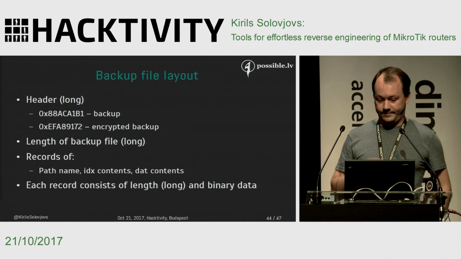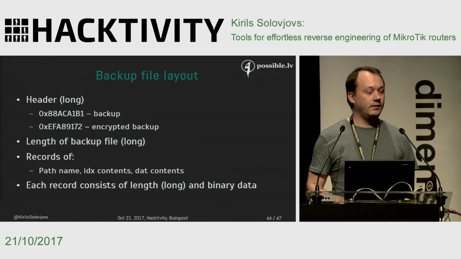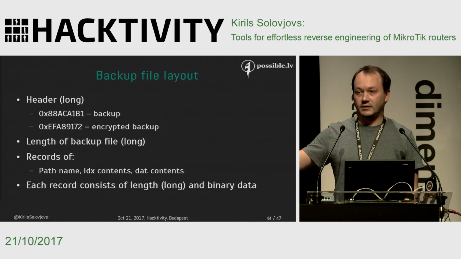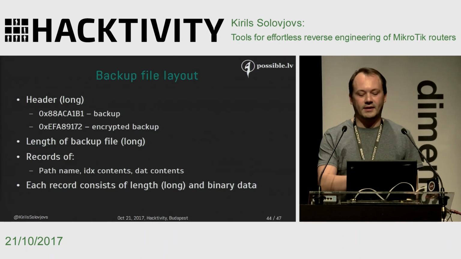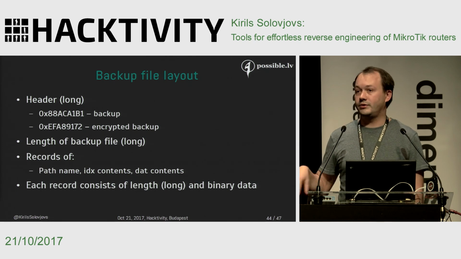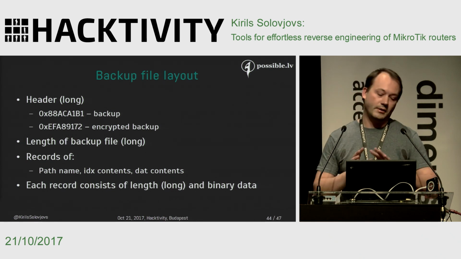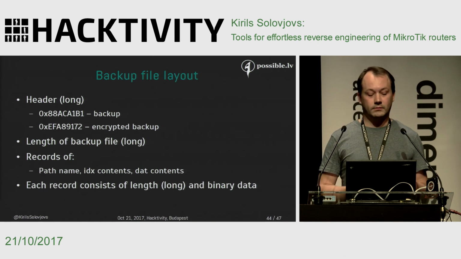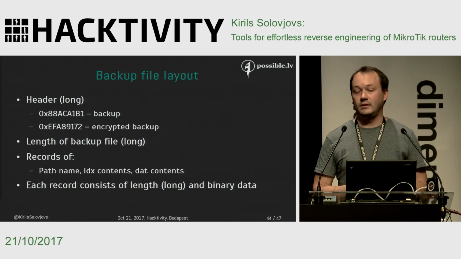So the backup file layout is as follows. A backup file consists of a header of 4 bytes, depending on whether it's a normal backup or an encrypted backup. If it's an encrypted backup, then everything else is encrypted, like a backup inside a backup. But if it's not encrypted, then what follows is the length of the whole file, which is different than for all other files. They usually only include the length of the remainder of the file. Here, the length is of the whole backup file, and then we have a bunch of records. We have path name, IDX contents, and .dat contents. And those go around as much as we like.